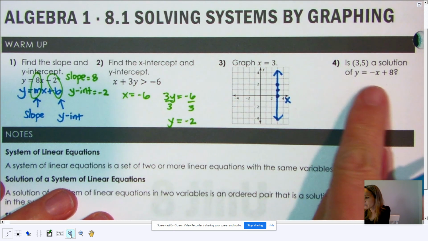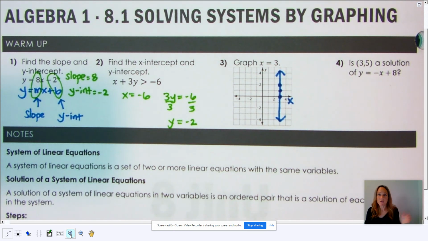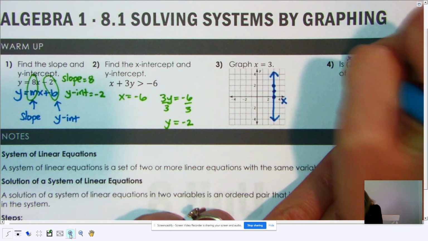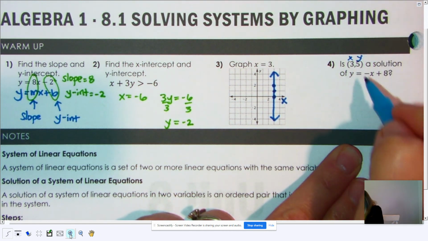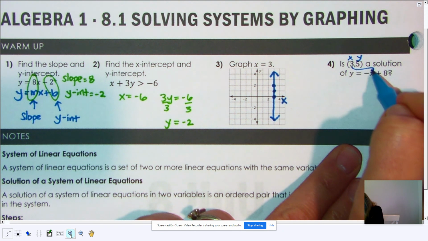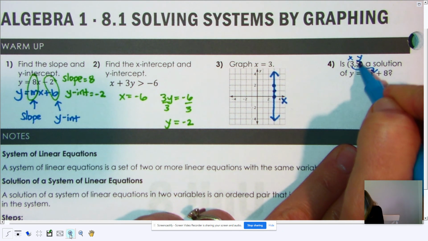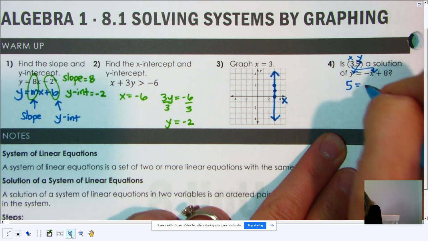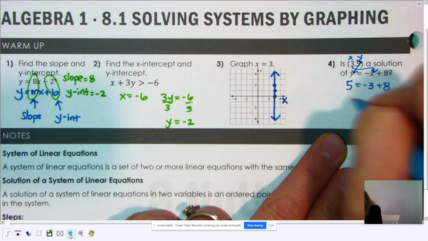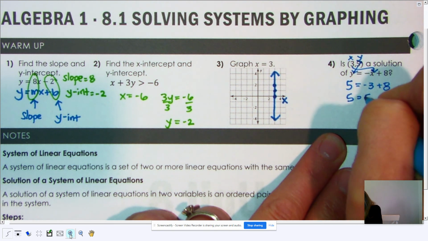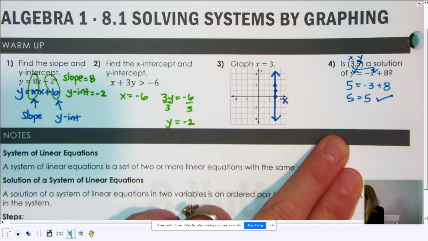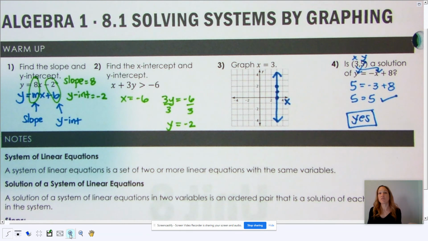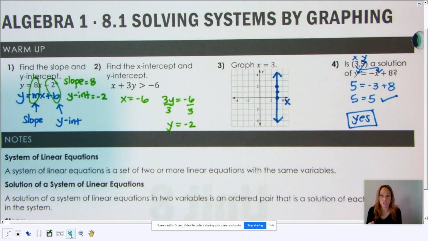Okay, question number 4. Is (3, 5) a solution to this equation? Well, remember, it goes in alphabetical order. First they tell us the x value, then the y value. So we're going to take the 3 and plug it in for x, and take the 5 and plug it in for y. So I'm going to rewrite that with those values: 5 is equal to -3 plus 8. So 5 is equal to 5. That is true. So yes, this is a solution because when I plug in those values for x and y, it makes my equation true.